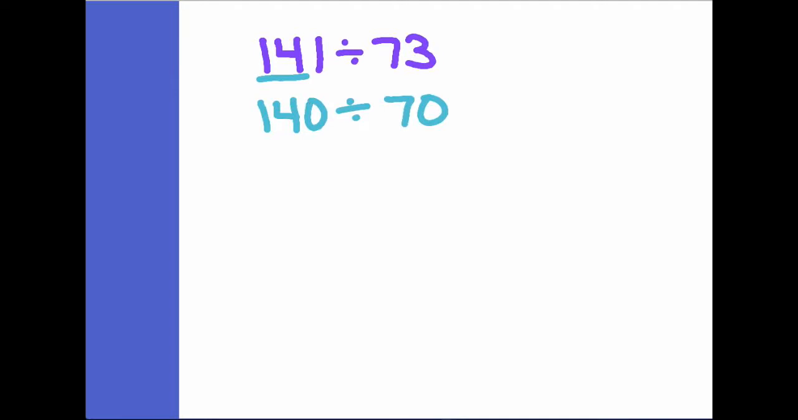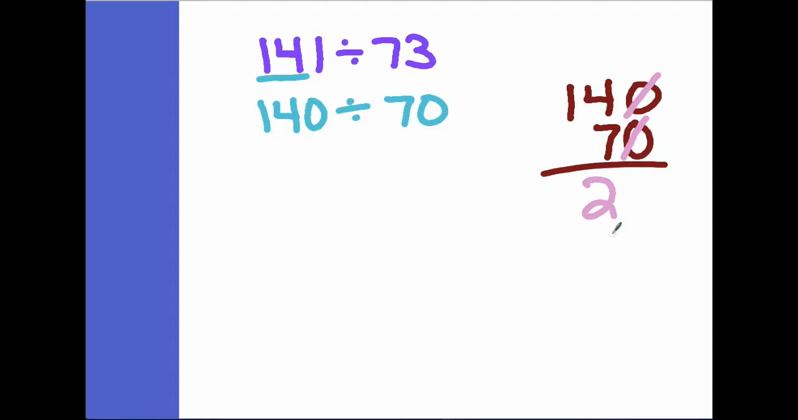Then you're going to take the two numbers. What are you going to do with them? Stack them. Get rid of the zeros. How many times does 7 go into 14? Your answer to that, D, is 2.